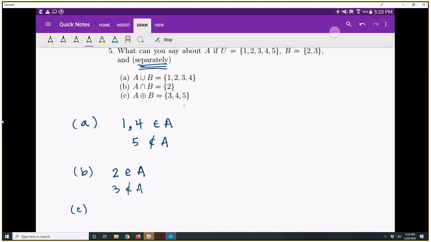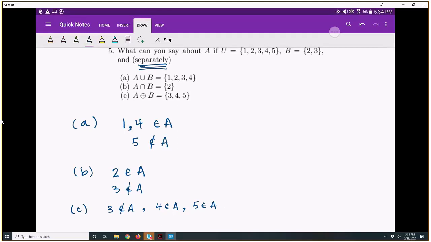Then the symmetric difference is {3, 4, 5}. And we know that the symmetric difference is everything in A along with everything in B, but removing the intersection. So what this basically tells us is that 3, 4, and 5 are not in the intersection. That means 3 is not in A because if 3 was in A, then it would be in the intersection. And it means 4 must be in A for it to show up in the symmetric difference, and 5 must be in A. We don't know about 2.